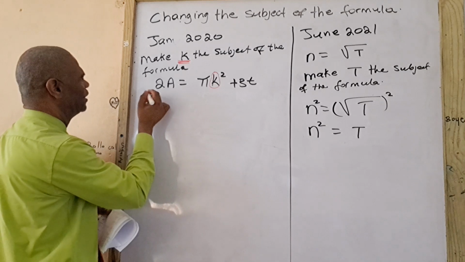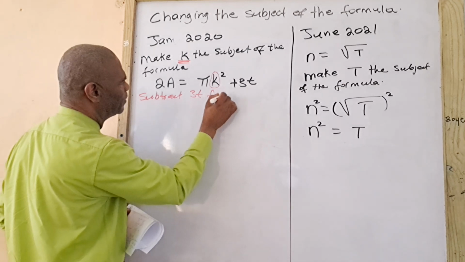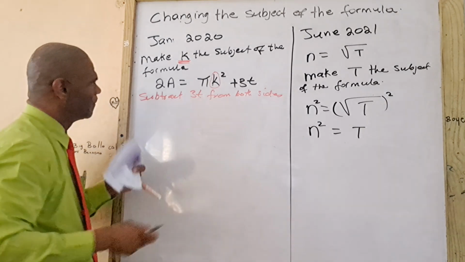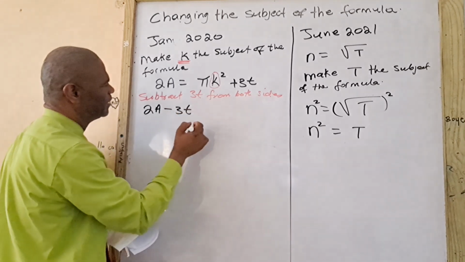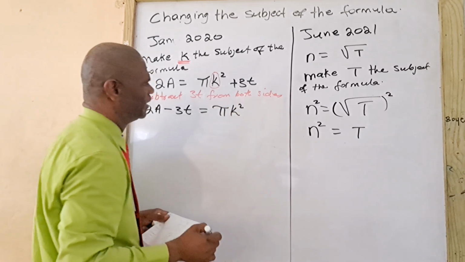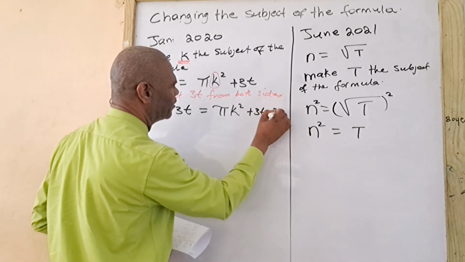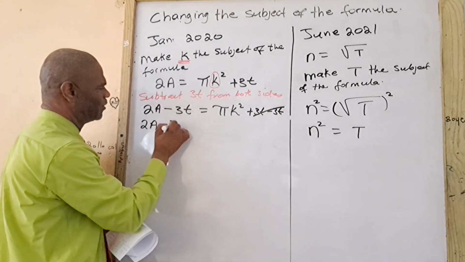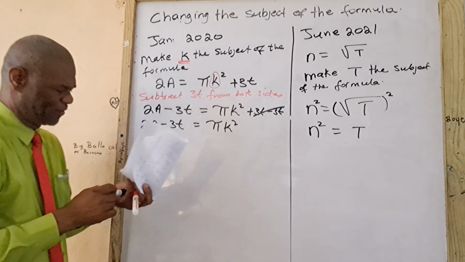So we are going to subtract 3t from both sides. So we now have 2a minus 3t equals pi k squared. If I subtract, let's show it then, plus 3t minus 3t, and that cancels. So we now have 2a minus 3t equals pi k squared. Now we need to get rid of pi.